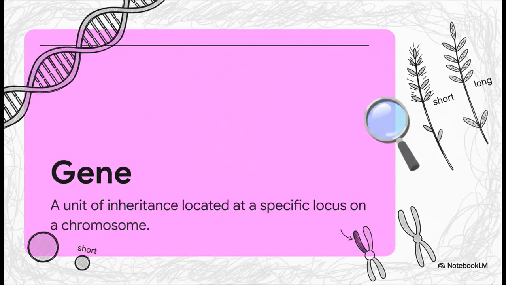Okay, first things first, let's nail down the absolute basics. So a gene, think of it as a unit of inheritance, a piece of DNA that gives the instructions for a specific trait, like, say, hair length. And then you have alleles. An allele is just a different version of that gene. So you might have the allele for short hair or the one for long hair.